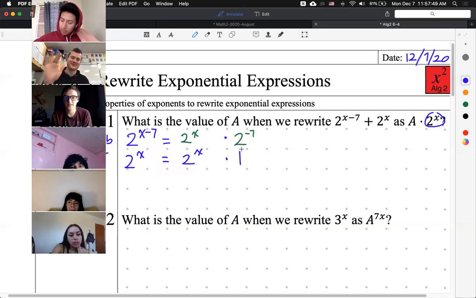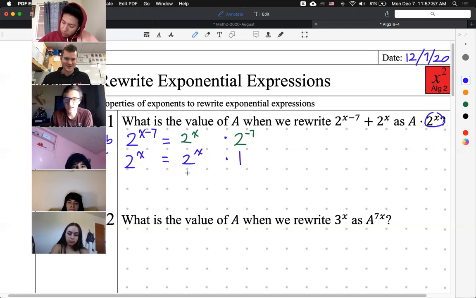That should be like a 5 for everyone. Like that's silly, Mr. Sin. Why are you showing us that? I'm showing you that because what I'm about to do is factor out a 2 to the power of x out of both of these two terms, and what is left over is this.